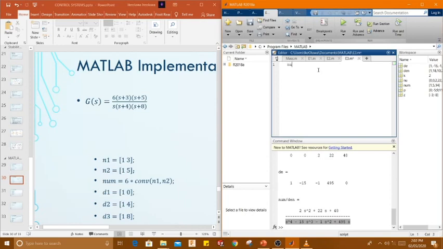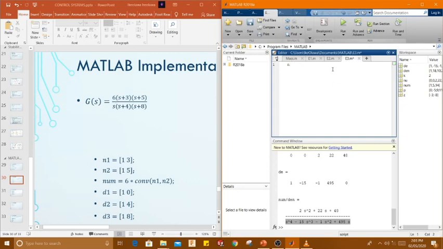So we define the numerator, okay? But then you notice that the numerator is in compartments, so to speak, or in parts. We have the first part is 6, second part is s plus 3, and the third part is s plus 5. This is a factorized polynomial. That's what it gives for the poles and the zeros. So now let's do that very quickly.